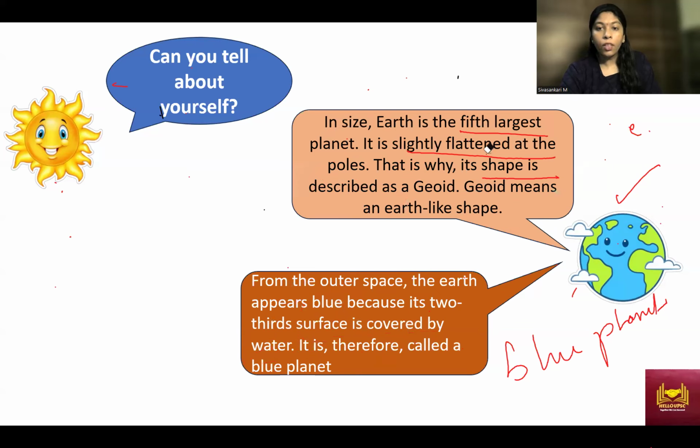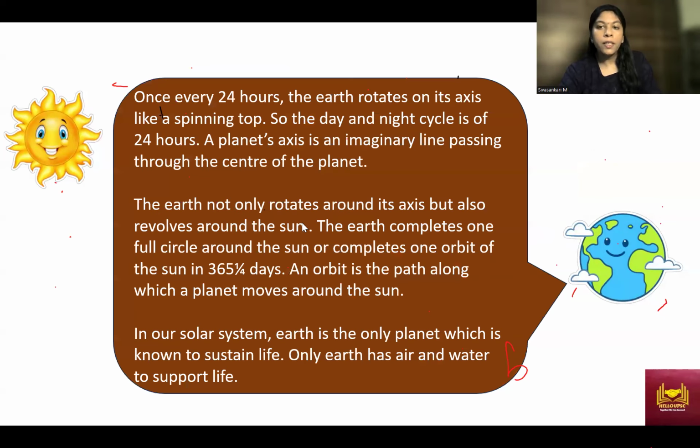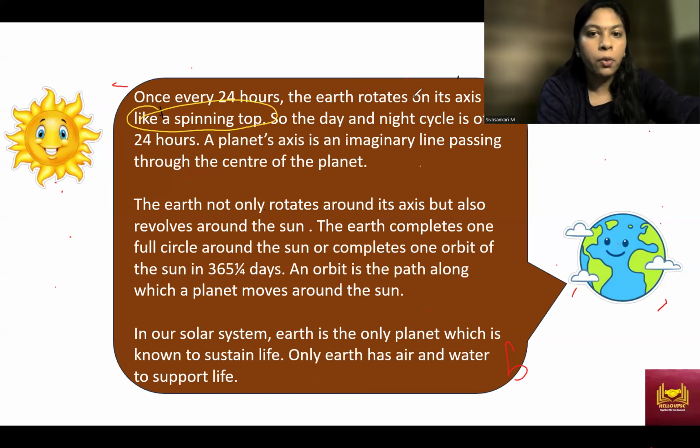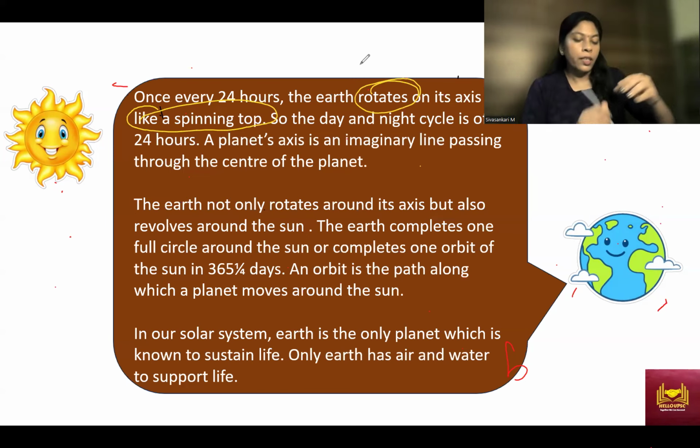Then come to the next slide, about Earth only. We will continue a few more points related to Earth. Once every 24 hours, the Earth rotates on its axis like a spinning top. That means rotation. I told you, the Earth moves around the sun. While moving around the sun, it rotates like this and moves around the sun. So rotation is also taking place. It rotates on its axis.